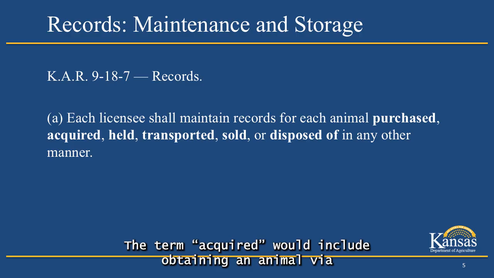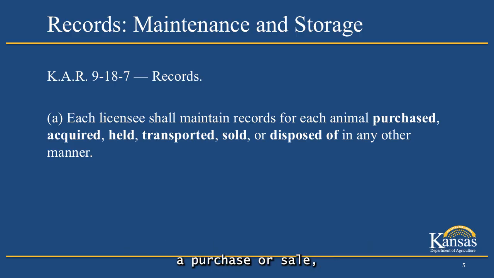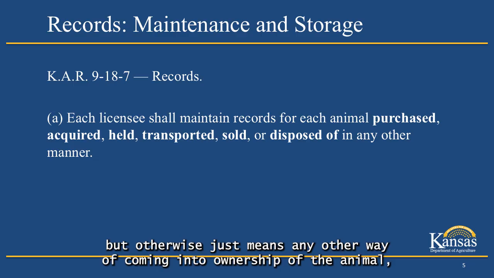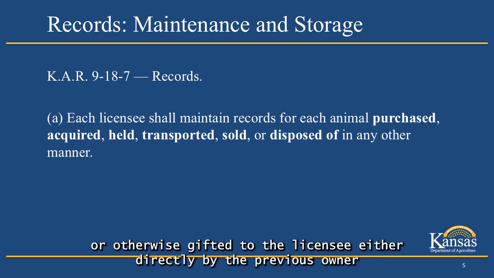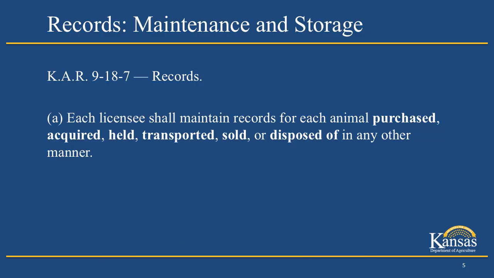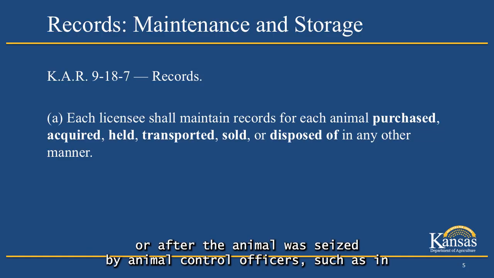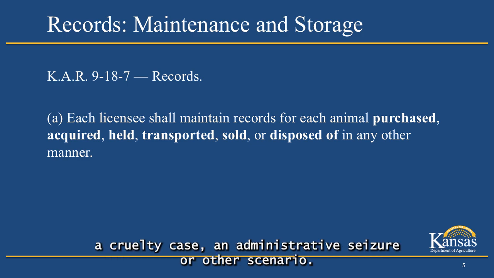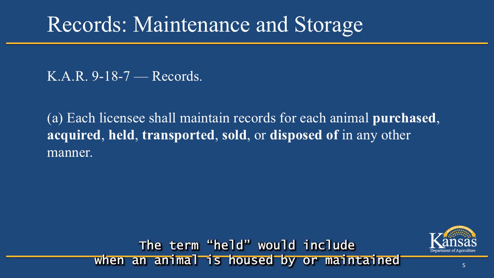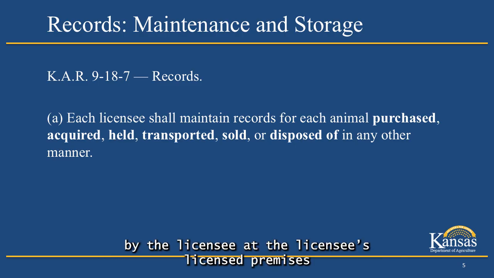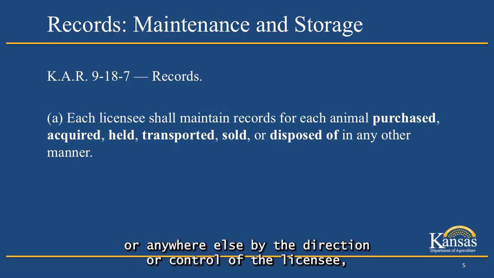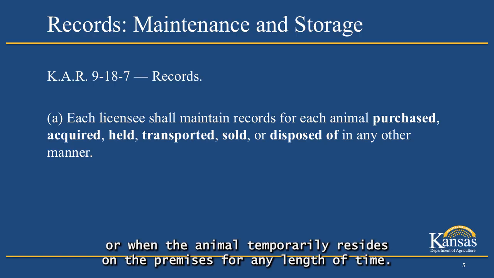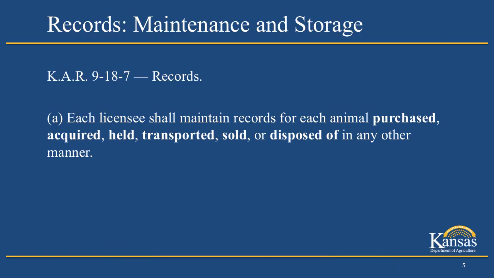The term acquired would include obtaining an animal via a purchase or sale, but otherwise just means any other way of coming into ownership of the animal, which can include when an animal was surrendered, relinquished, or otherwise gifted to the licensee, either directly by a previous owner, or after the animal was seized by animal control officers, such as in a cruelty case, an administrative seizure, or other scenario. The term held would include when an animal is housed by or maintained by the licensee at the licensee's licensed premises, such as for boarding, for example, or anywhere else by the direction or control of the licensee, or when the animal temporarily resides on the premises for any length of time.